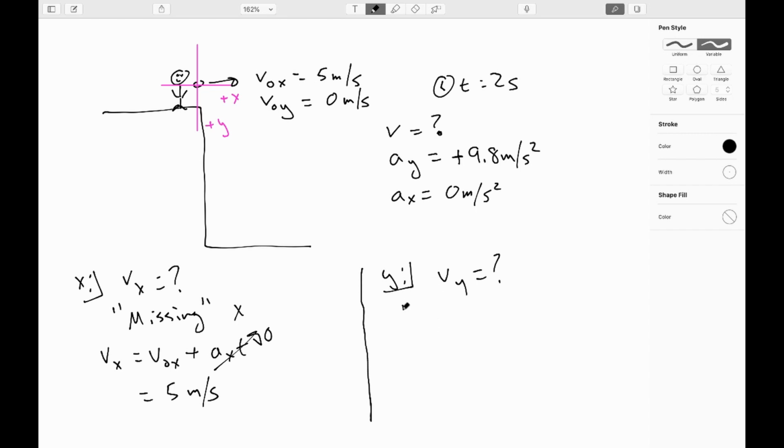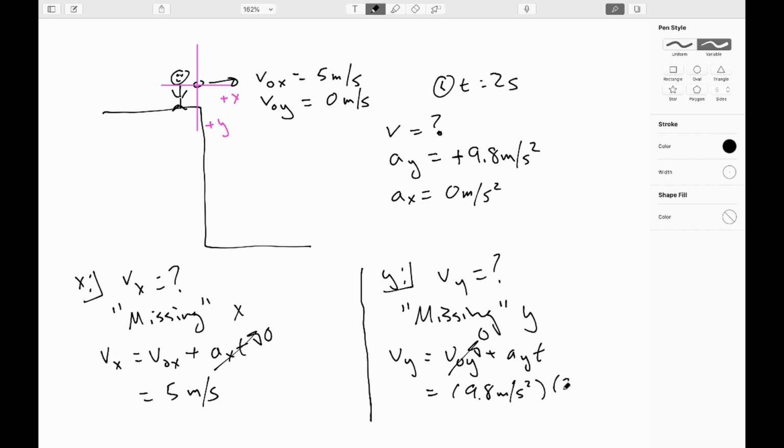Here we'll be using the missing y, just like before. It's the same logic. So that would be Vy equals V naught y plus AyT. V naught y is still 0. But now this would be plus 9.8 meters per second squared times my 2 seconds to give me my 19.6 meters per second. And here it's positive. And positive just means that it's going in the direction of positiveness, which in this case is down.